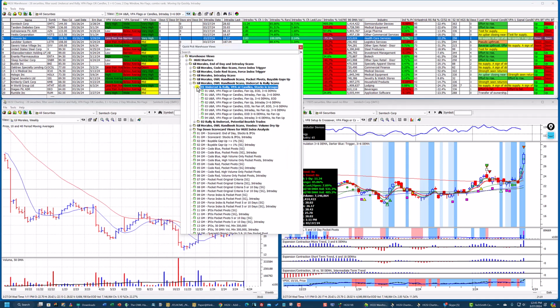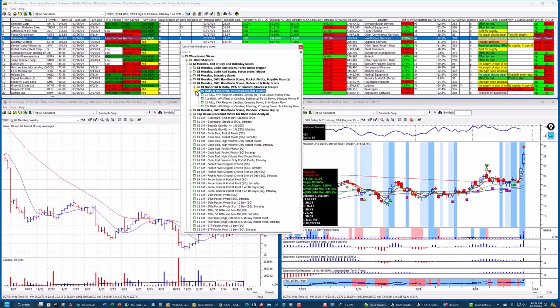Okay, so those are my creation. I put them under Gill's undercut and rally because he came up with this concept and I did the best I could on them. Now here's some potential bearish trades.